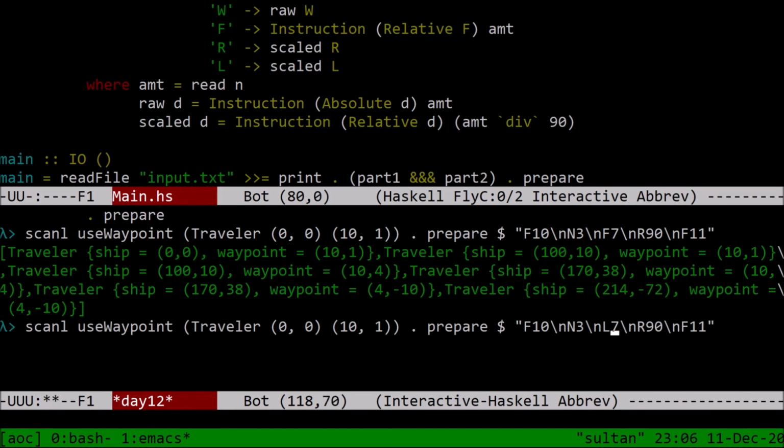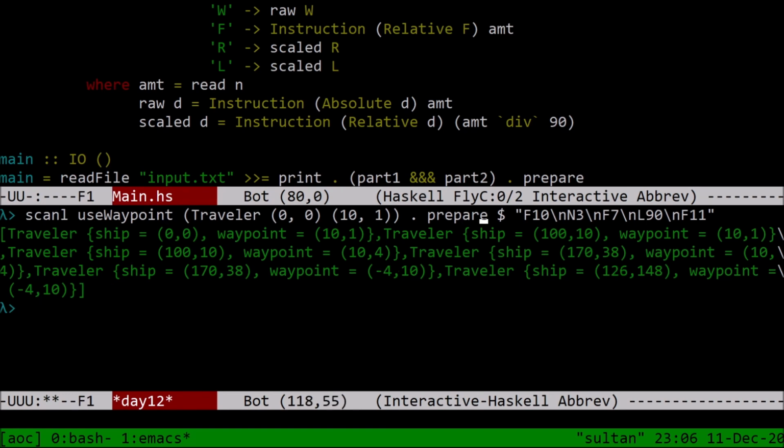Now, what if I said, give me an L90 in here? So that's all correct up to here. And then when we decided to turn left, the waypoint went from being east 10, 4 north to being at the turn left. So is it 4 west, 10 north? That looks right. And then finally, we did 11 forwards, which should subtract 44 from our x position. And it did. And add 77 to our y position.